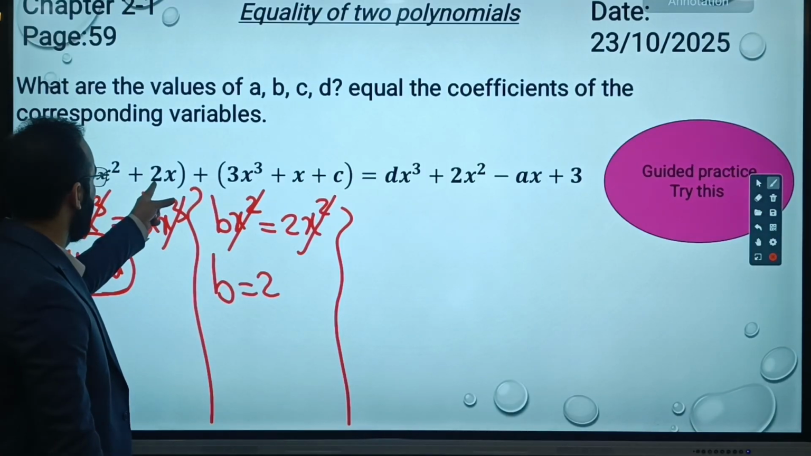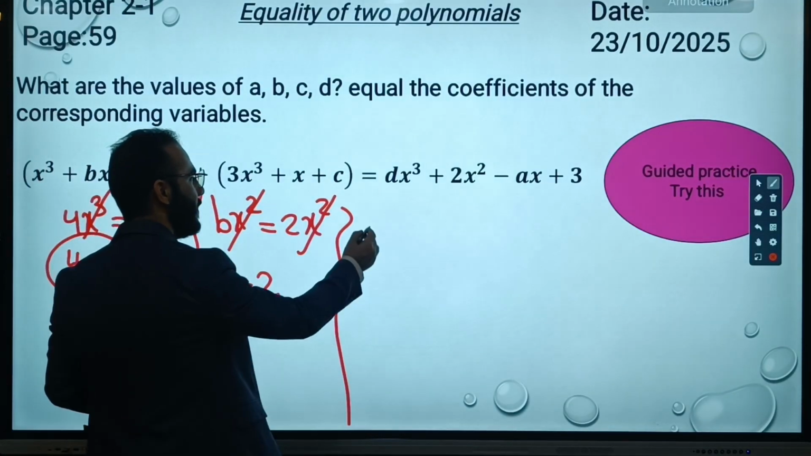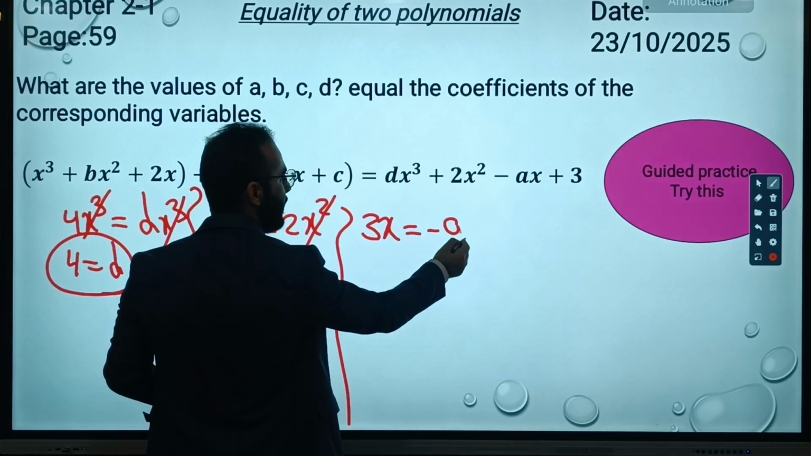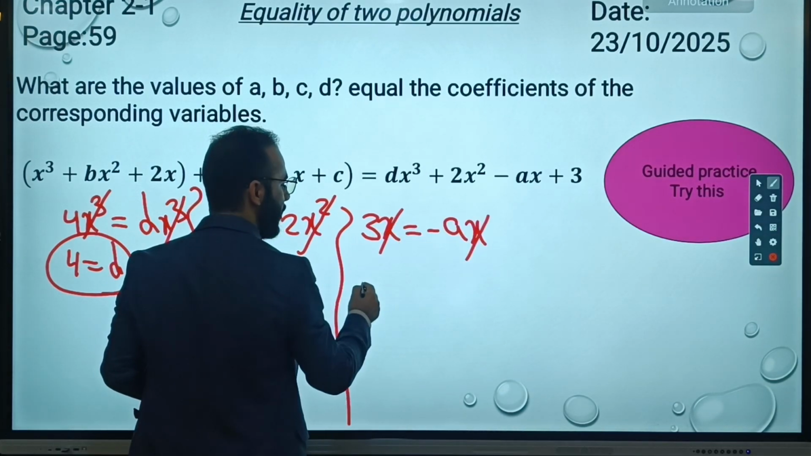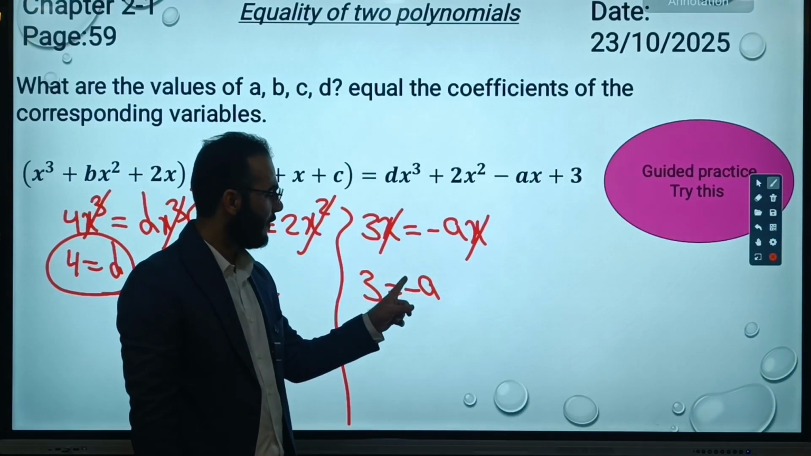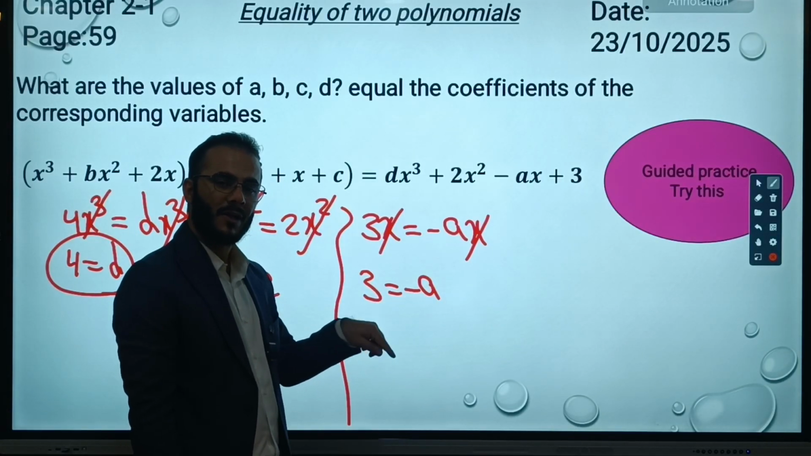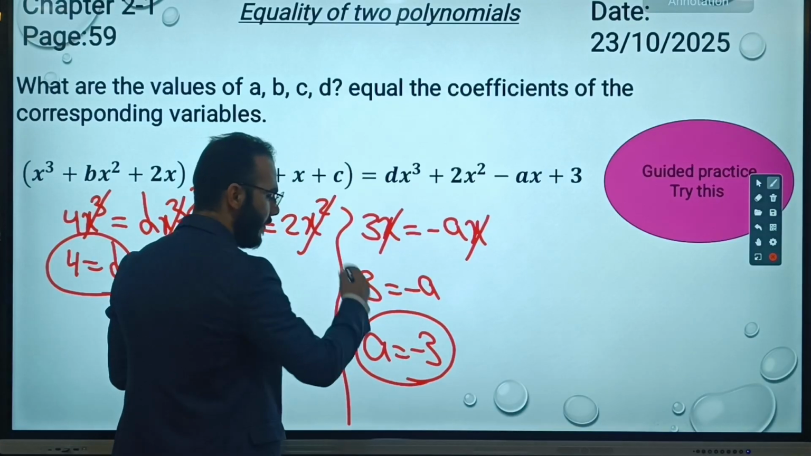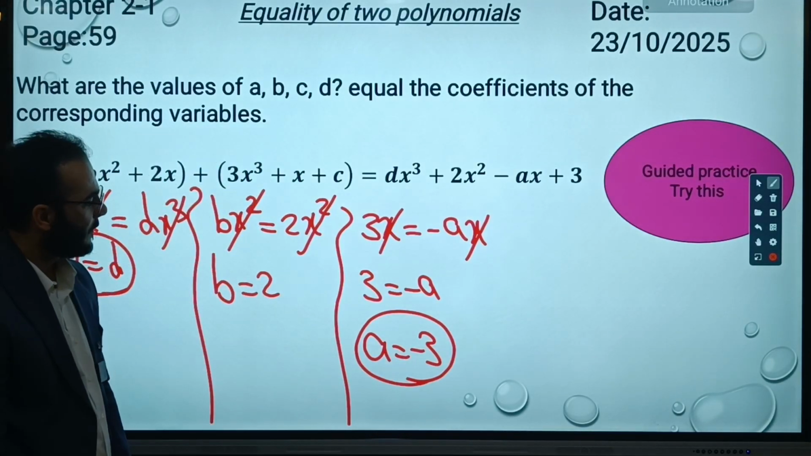So we have 2x here, 2x plus 1x, 3x. From the other side we have got negative ax. X's are going to kill each other, so 3 equals negative a. But remember, we are not looking for negative a. We are looking for positive a. So a equals negative 3. Alright, that is a as well.